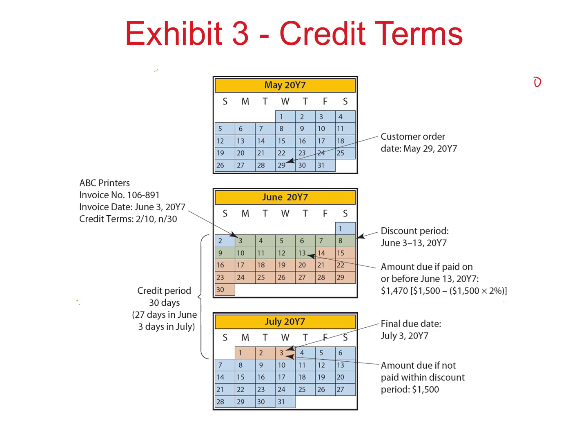The assumption that we have in all of these exercises is that we will take advantage of the discount period. In this case, if we don't take advantage of the discount period, we will need to pay the invoice in full within 30 days, which is July 3rd.